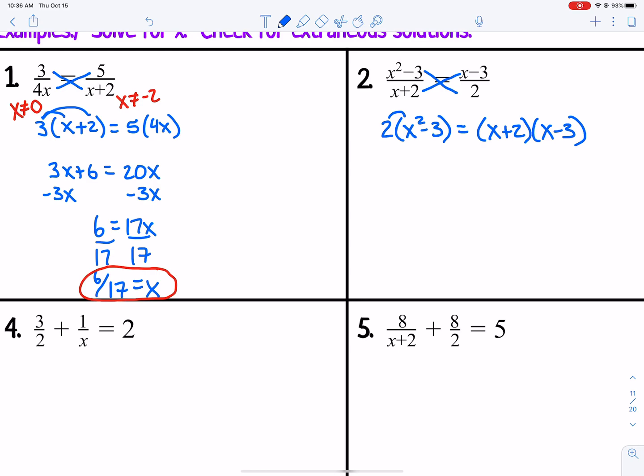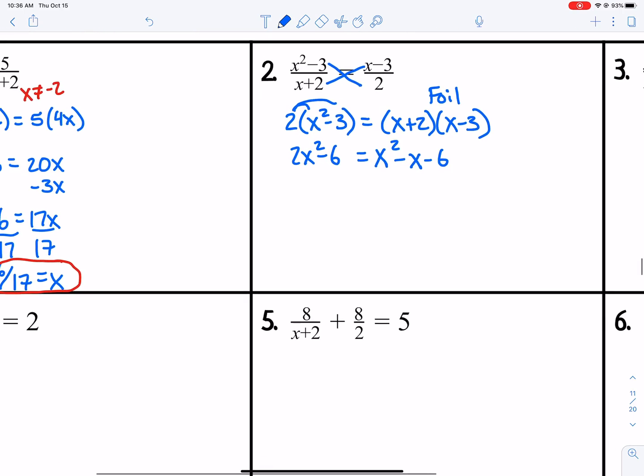So on the left, I'm just going to distribute the 2. So I get 2x squared minus 6. And on the right, I need to FOIL it. So if we FOIL this, we would get x squared minus x minus 6. And you could certainly work that out on the side with the box or the FOIL method, and you should get what I got. But to save time, I'm just going to keep going. So we got to subtract x squared. So 2x squared minus x squared would just give us x squared minus 6, and then negative x minus 6.